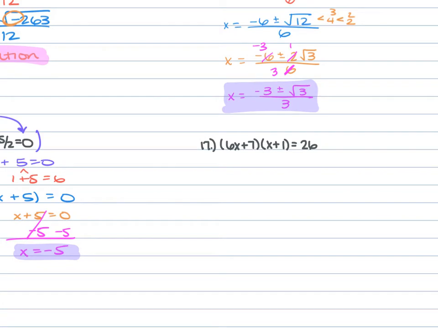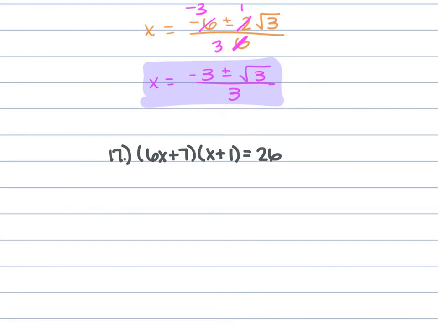For 17, we have (6x + 7)(x + 1) = 26. So I'm going to FOIL this first. The 6x times x is 6x squared. 6x times 1 is 6x. The 7 times x is 7x. If I add these, I'm going to get 13x. And then 7 times 1 is 7.